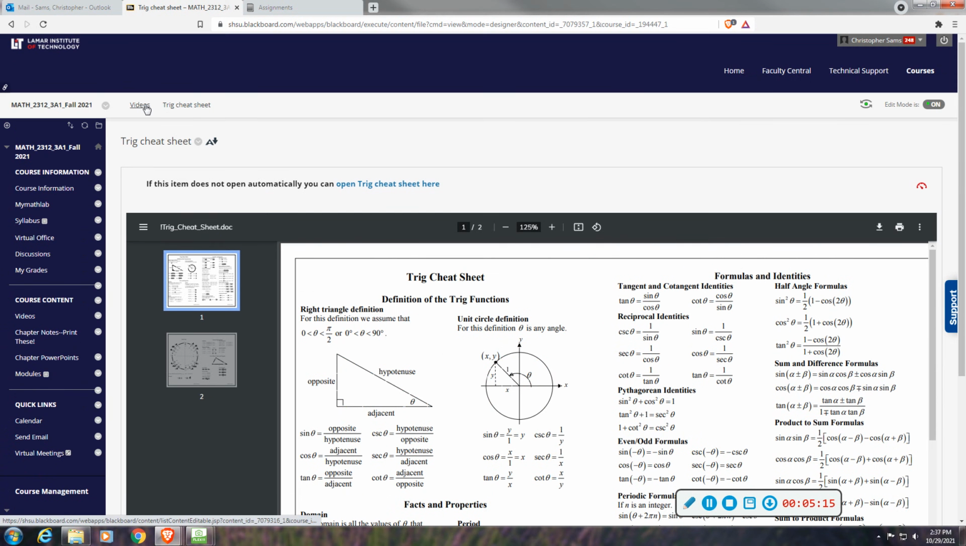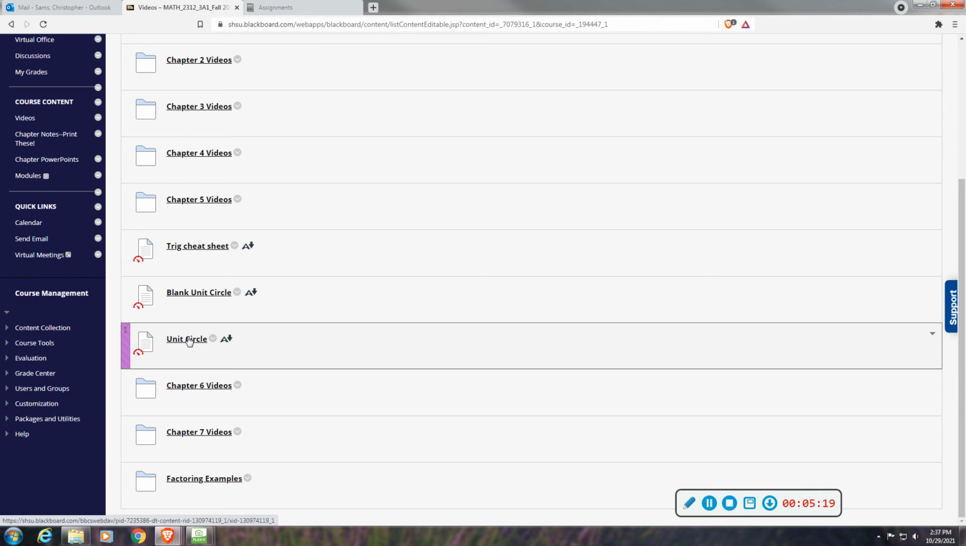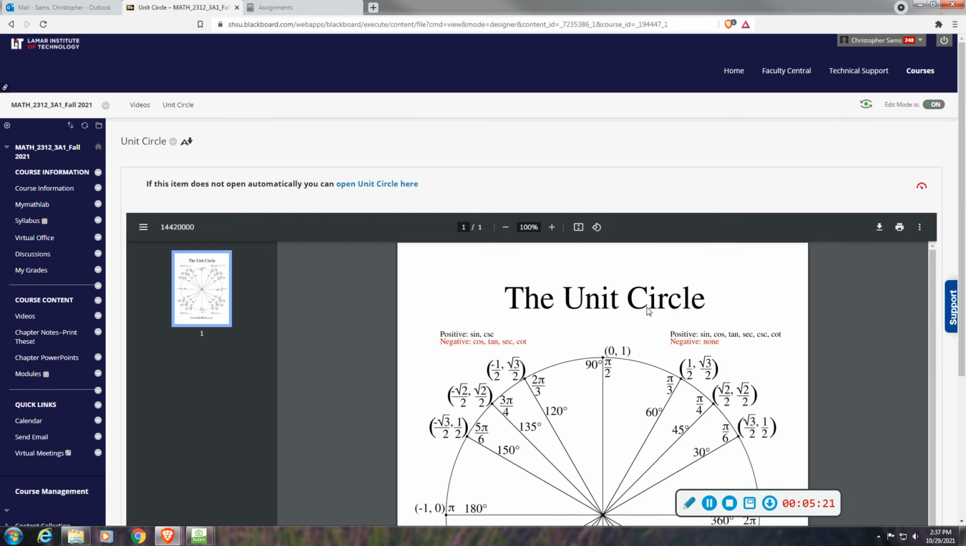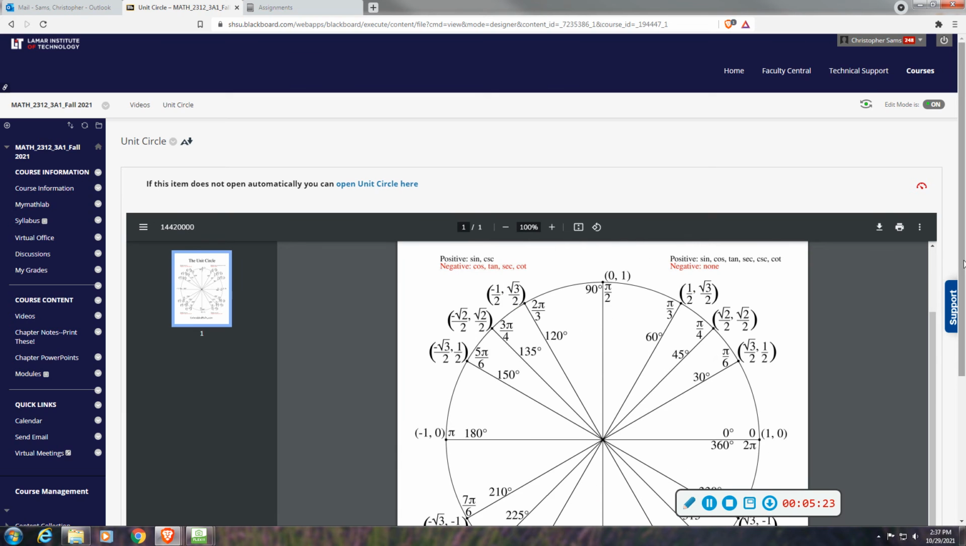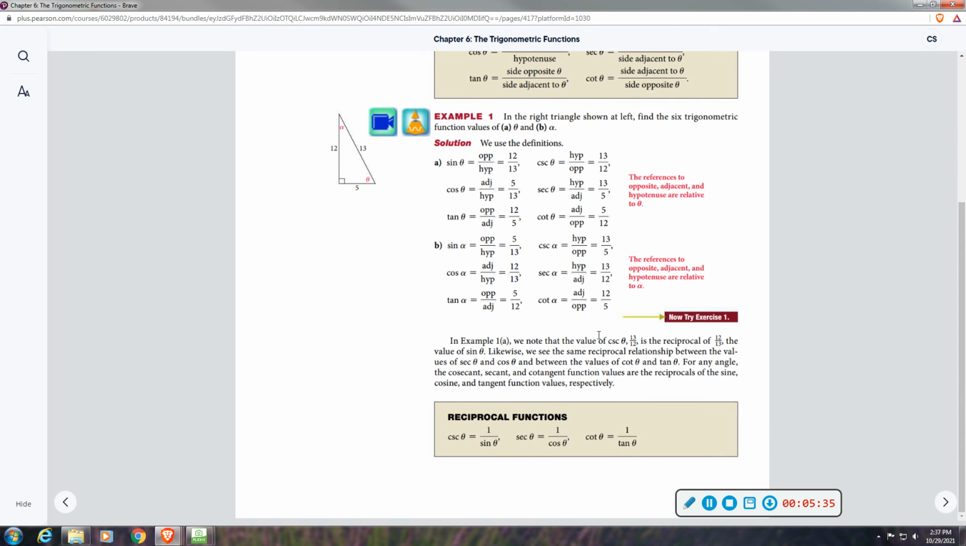So again, in the videos folder, right below chapter 5, we have the unit circle. This one is completely filled in with all of the positive trig functions according to their quadrant. So all of that is there in Blackboard for you, or you can find it online.